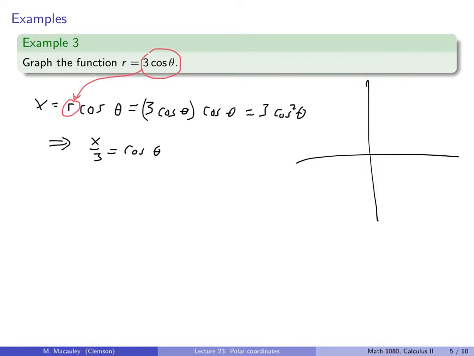Let's do the same thing with y. y is r sine theta. Now we know what r is. r is 3 cosine theta, so this is 3 cosine theta sine theta. And I'm going to write this as y over 3 equals cosine theta sine theta.